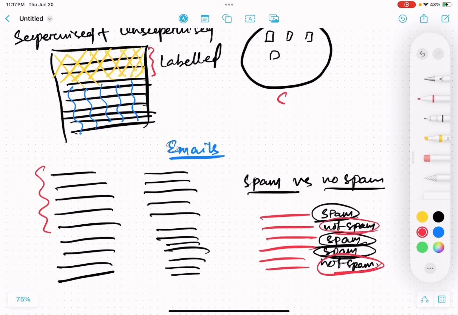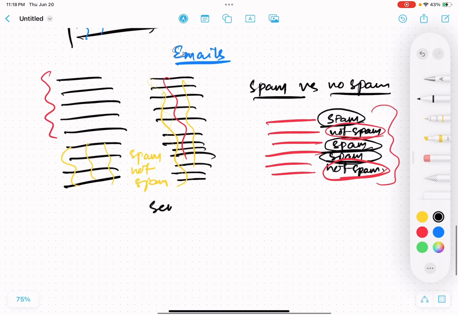Okay. Now once it learns that pattern, then it will apply that pattern or that mathematical intuition onto all these other emails, and it will classify them as either spam or not spam. So this is what semi-supervised machine learning is.